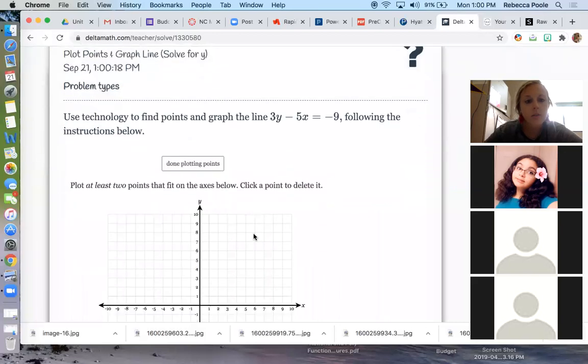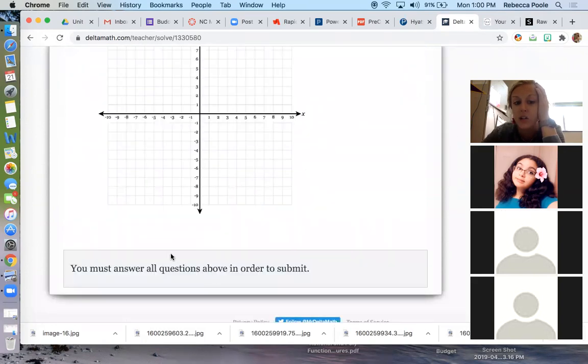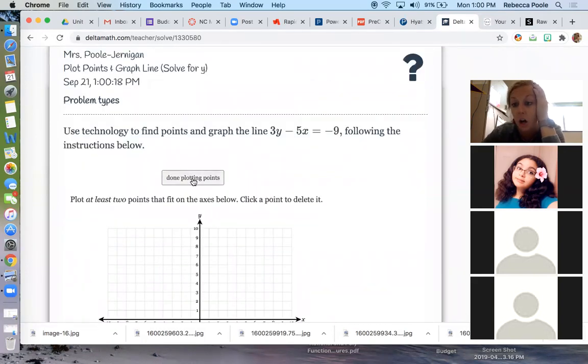Okay. So find points and graph this line following the instructions below. I already have a feeling some people are going to miss this tomorrow because they're not going to solve for y, and they're not going to read the directions. After you plot the points for this one, you can't just click submit. You have to hit done plotting points, and then it has you connect them. Y'all remember this type of question off the homework? So before you can graph a line, Shania's right, we've got to solve for y.